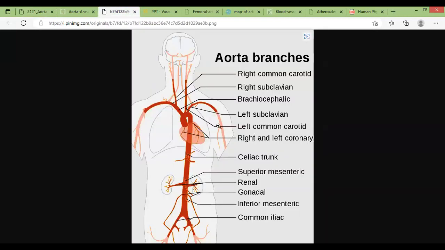So here it is. We have just another diagram to help. We have the subclavian here, the right subclavian. You see, here it is, headed towards our upper limbs. The carotid, we know it's headed towards the brain, goes to form that circle of Willis, but we'll see that later. But subclavian, we are seeing it goes to supply the upper limbs.